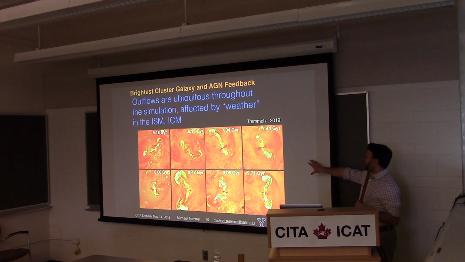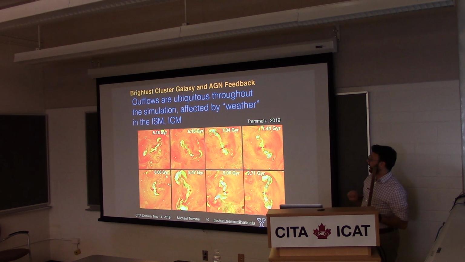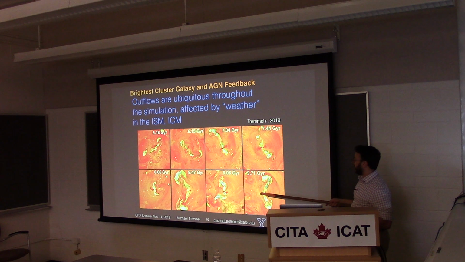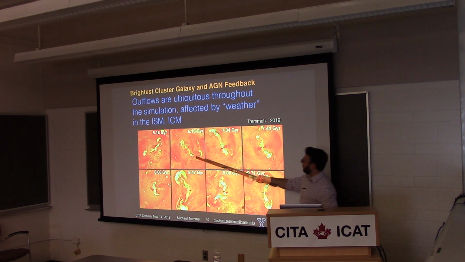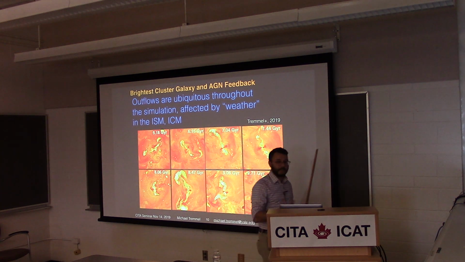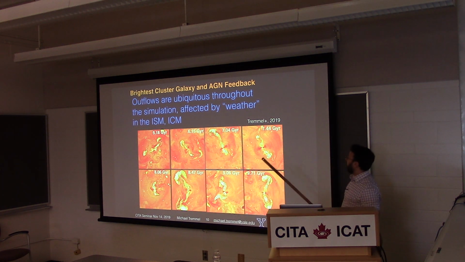The outflows that we see are ubiquitous throughout the simulation. So these are a bunch of different times. You can see the outflows from the center, from the AGN, are kind of going all over the place. The direction is affected by the structure of gas at any given time around the black hole, as well as sort of this cluster weather that's going on.